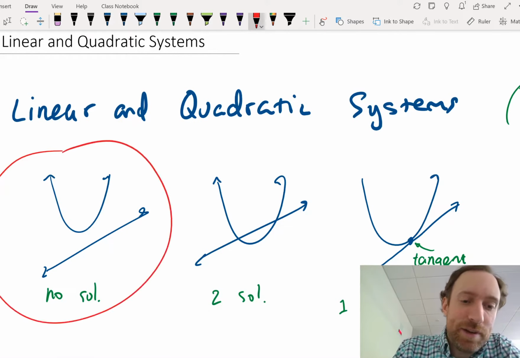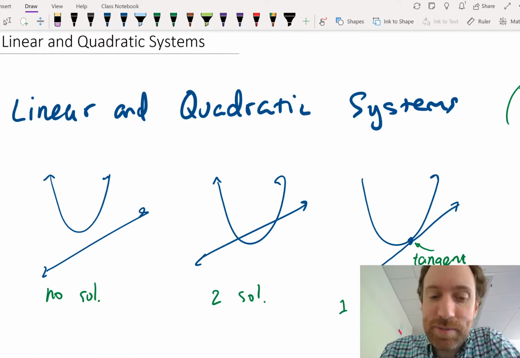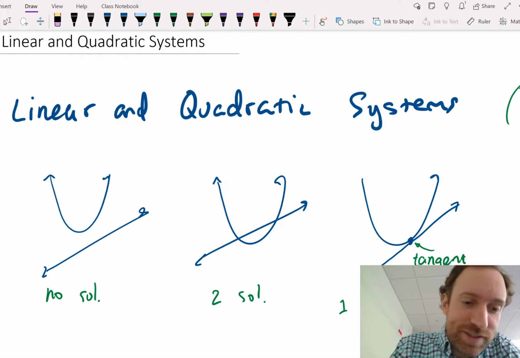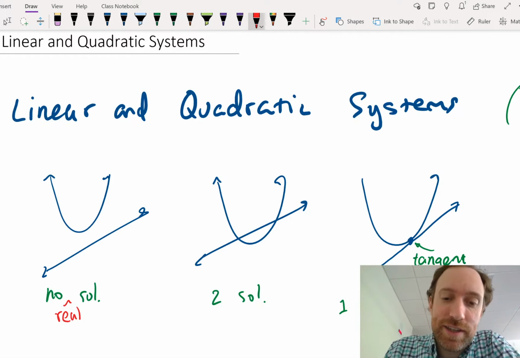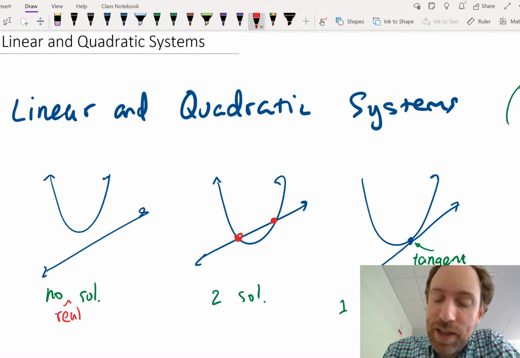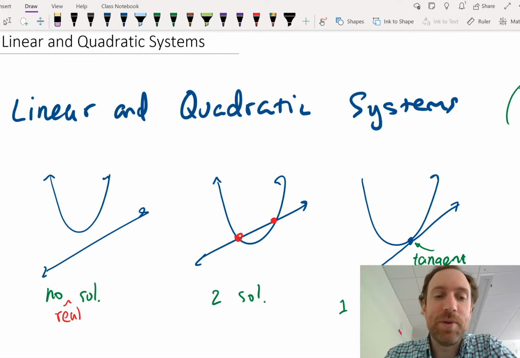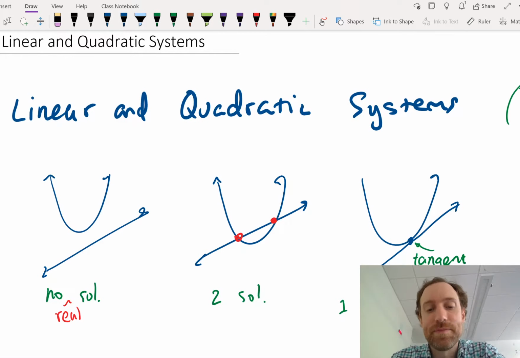Either the line and the parabola do not intersect, in which case the system has no real solutions. Or the system has two solutions with two points of intersection, or a repeated solution, in which case you have a beautiful line that's tangent to your parabola like this.